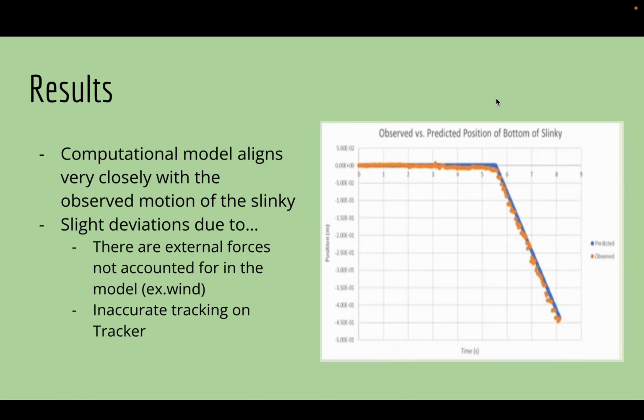So going into our results, we can see that the computational model aligns very closely with the observed motion of the slinky, but there are some slight deviations, but these could be for a couple reasons, including there are external forces that are not accounted for. One of those big things could be wind, as well as inaccurate tracking on Tracker itself, which is just human error due to slight deviations when plotting the points.